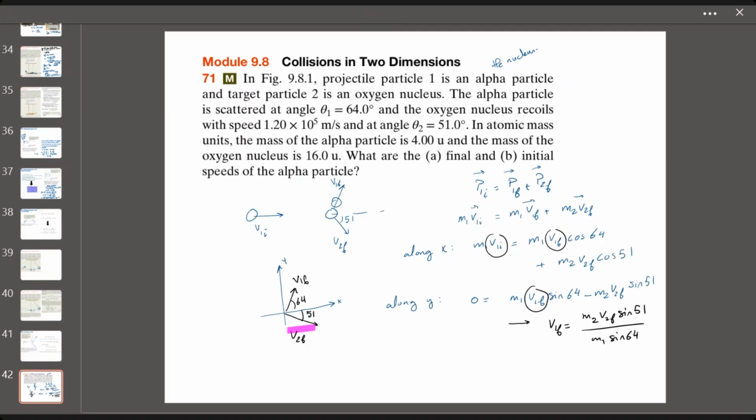I'm told that the oxygen nucleus recoils with a speed 1.2 times 10 power 5. So I actually have this speed. That's good. I'm gonna just substitute. M2 is the mass of the oxygen nucleus, 16 units. Here I have 4 units. V2 final is 1.2 times 10 power 5. And here I have sine 51. I can find the speed of the helium nucleus after the collision. This will be 4.15 times 10 power 5 meters per second. This is part A.